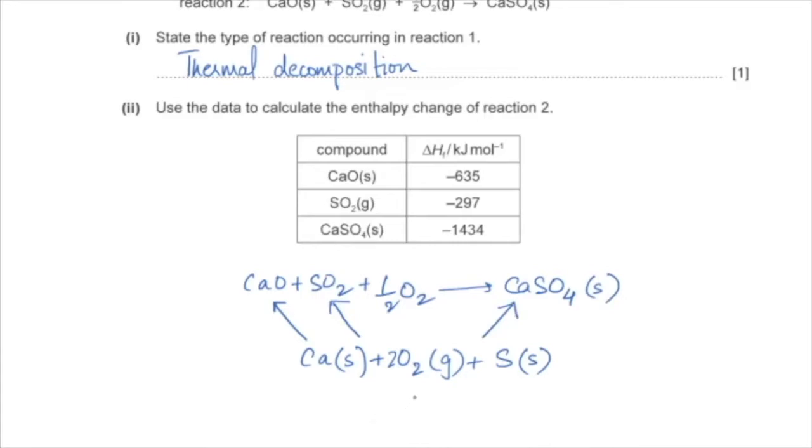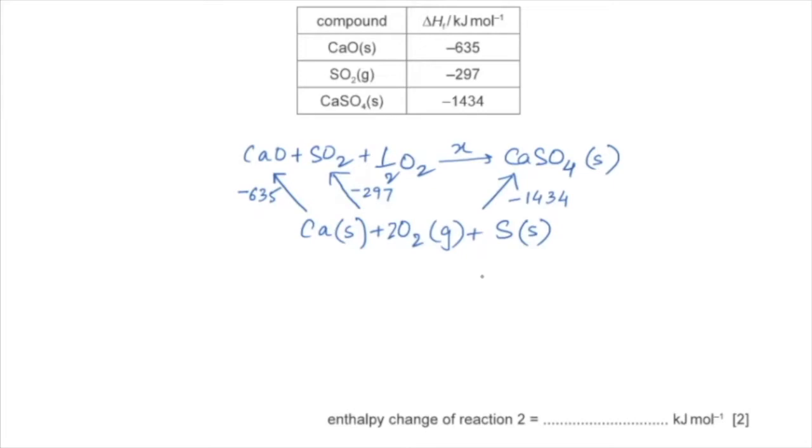Now we need to label all these arrows with their respective formation enthalpies. So 1 mole of calcium oxide will have an enthalpy of -635. 1 mole of sulfur dioxide will have an enthalpy of -297. And 1 mole of calcium sulfate solid will have -1434. Remember that the enthalpy of formation of a gaseous element will have a value of 0, and this is unknown to us. Now, enthalpy of direct route is going to be equal to enthalpy of indirect route.